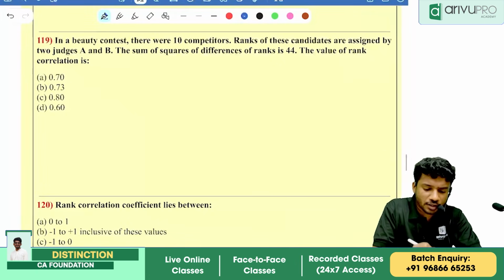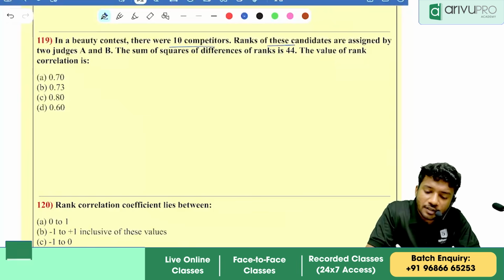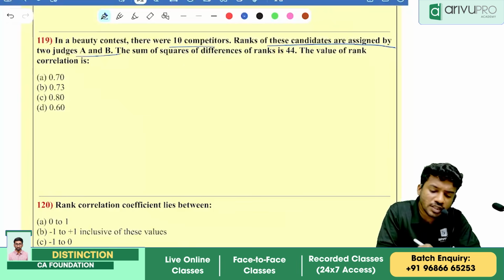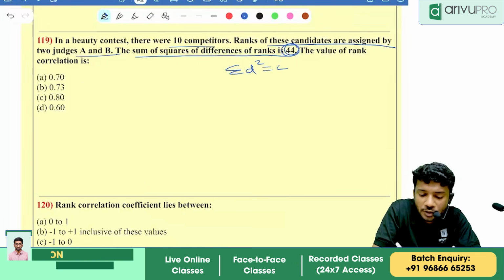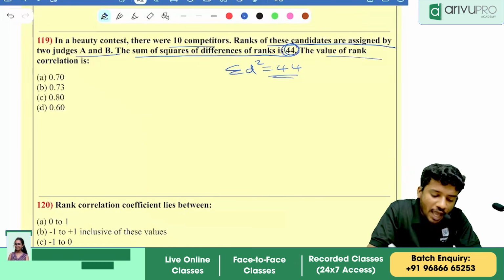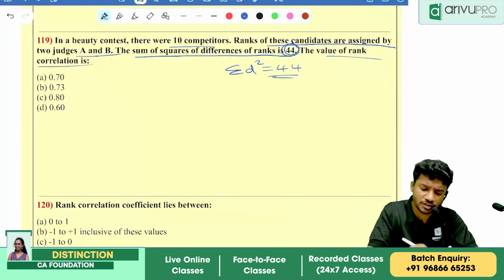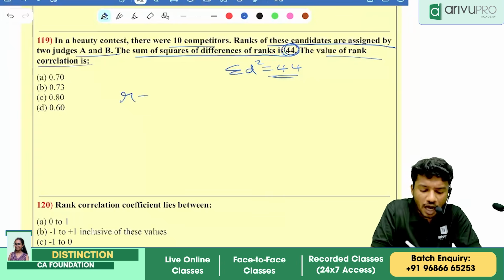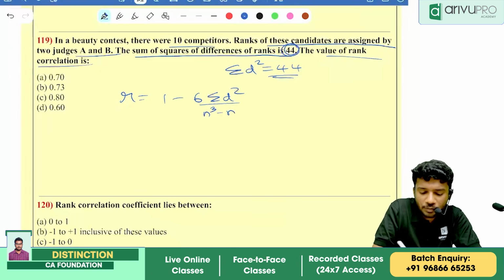In a beauty contest, there are 10 competitors. How many are there? 10. Ranks of these candidates are assigned by 2 judges. Sum of the squares of the difference of the rank is what? 44. That means sigma d square is equal to 44. The value of the rank correlation coefficient is how much is the question? Use the formula. R is equal to 1 minus 6 sigma d square divided by n cube minus n.